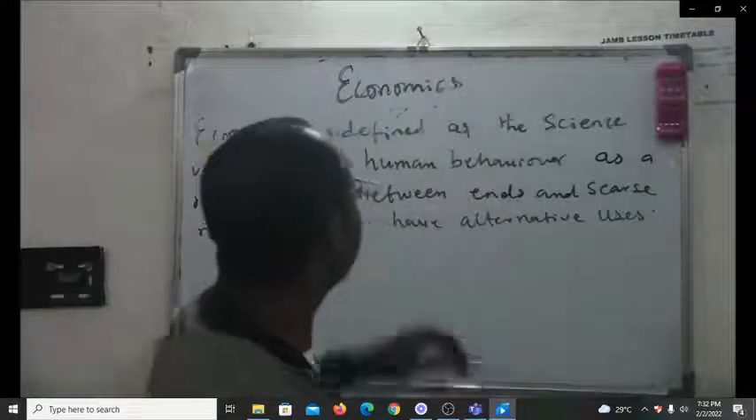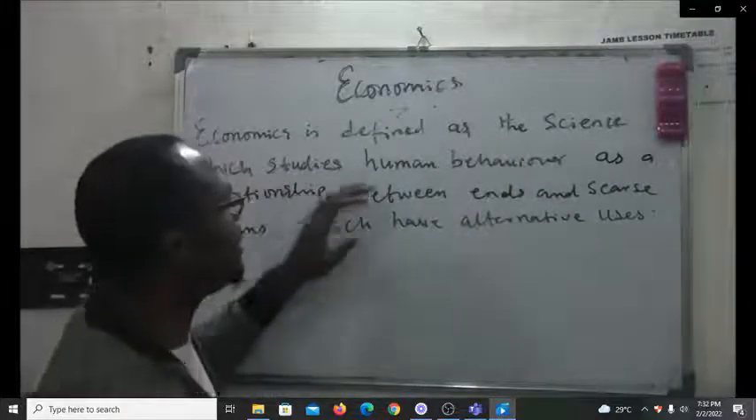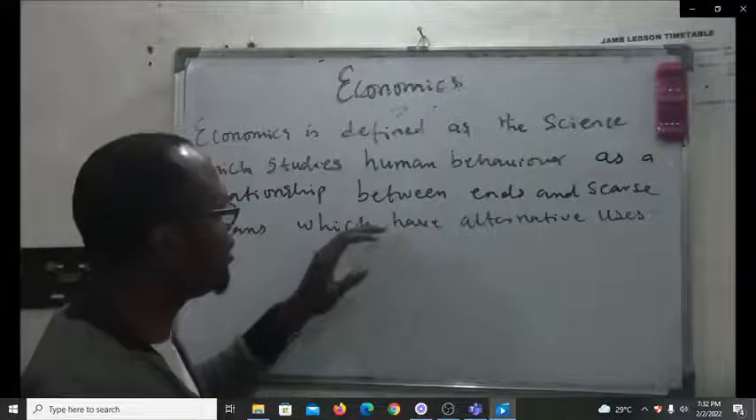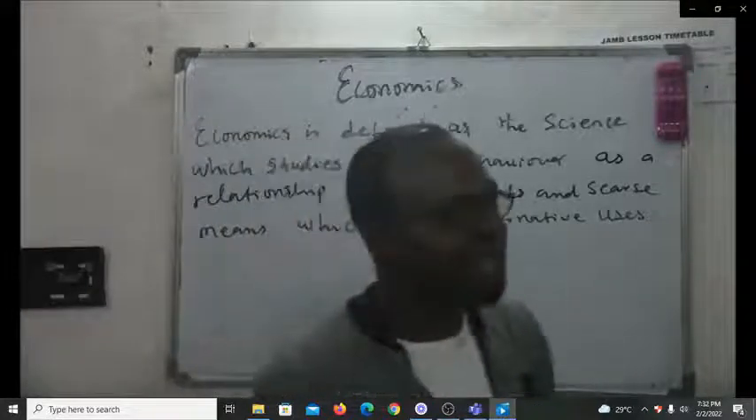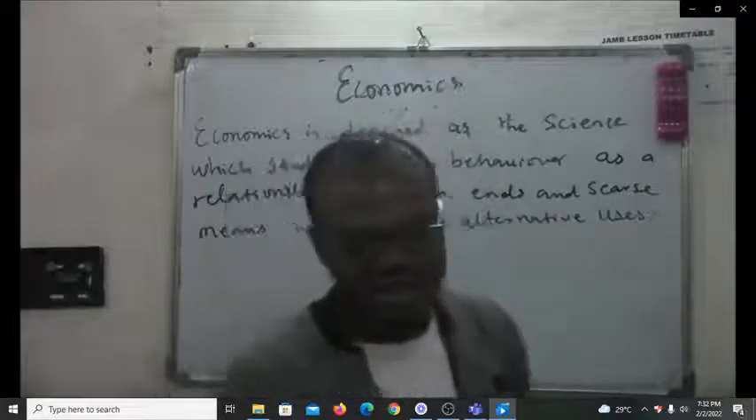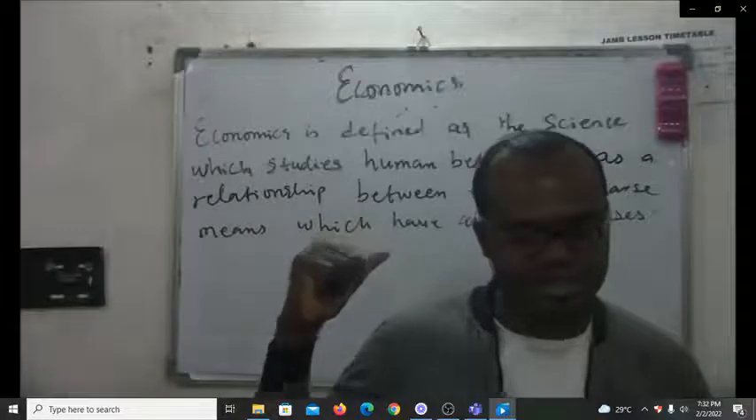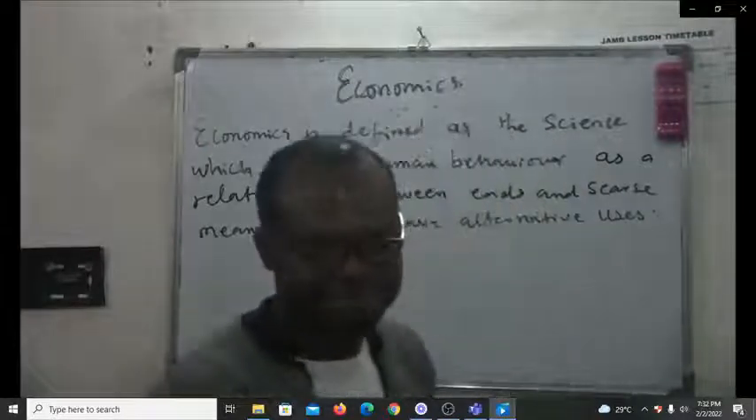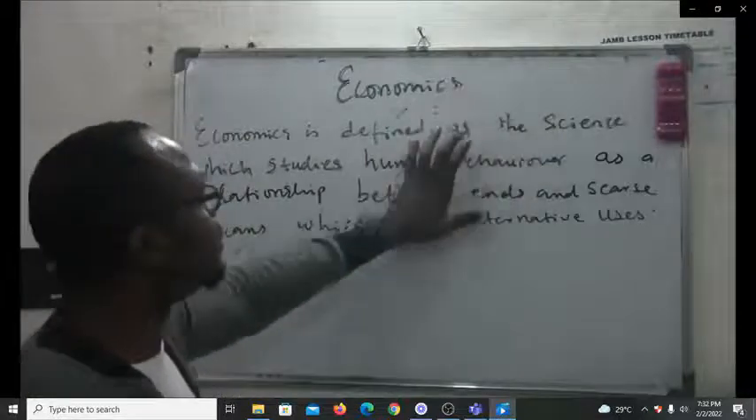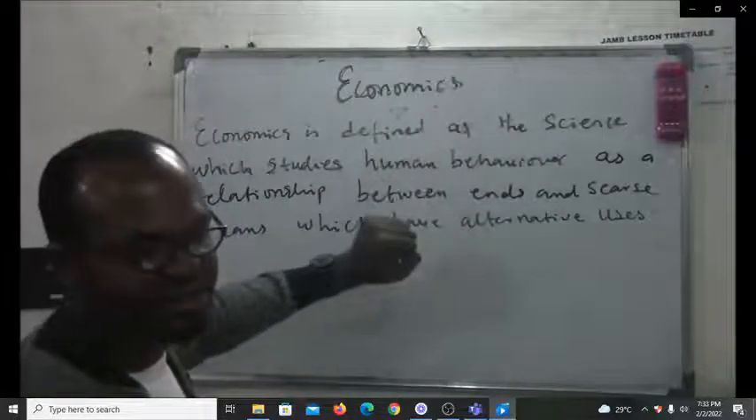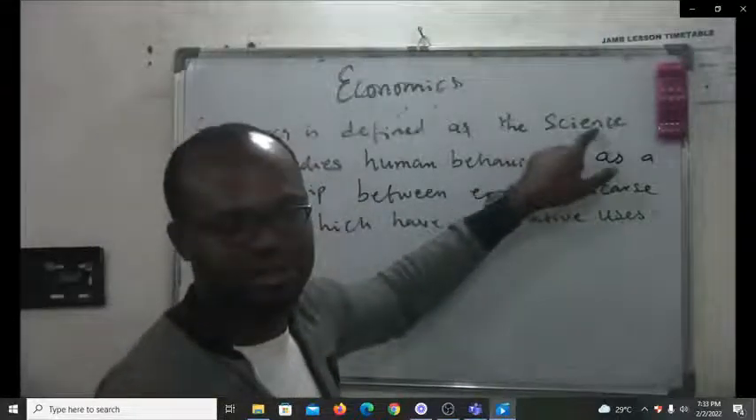Now, when you say economics is the science which studies human behavior as a relationship between ends and scarce means which have alternative uses, that is a complete definition of economics. Is that clear? So, whenever you ask what is economics, this is what you are supposed to define economics as. And you can see the components of this definition. Number one, economics is a science.